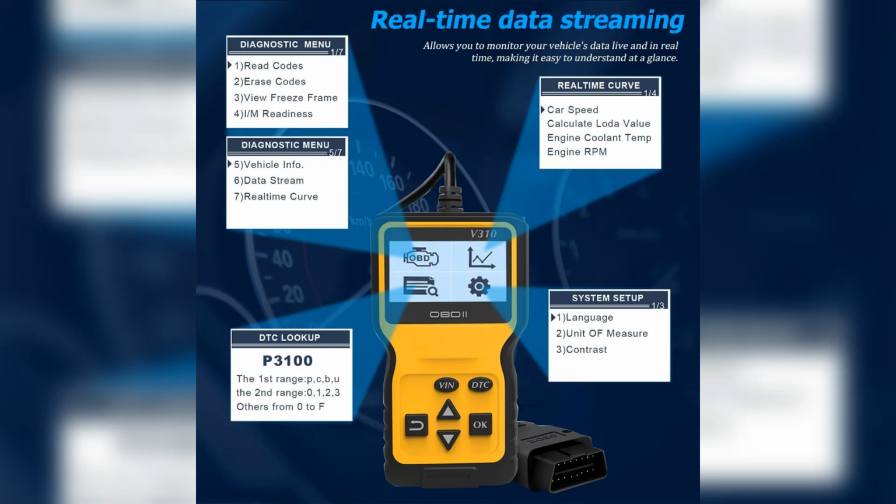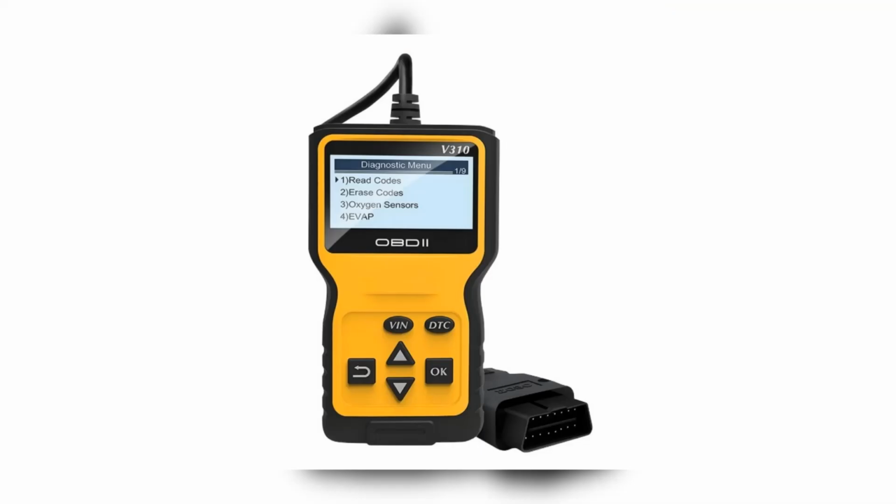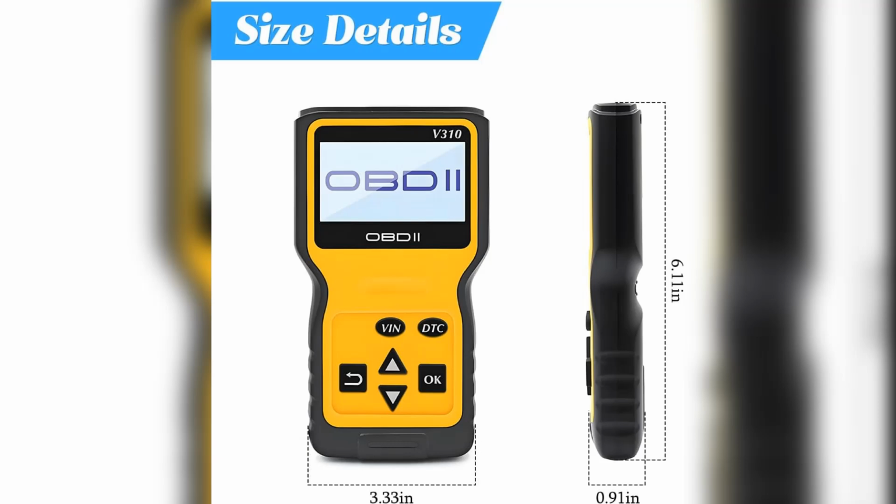Designed to work with standard OBD2 protocols, this scan tool allows users to read and clear engine fault codes within seconds, helping identify the cause of the check engine light and potential emission problems. It supports essential diagnostic functions such as live data streams, real-time curves, freeze frame data, I/M readiness status, and vehicle information retrieval, enabling a comprehensive view of vehicle health.